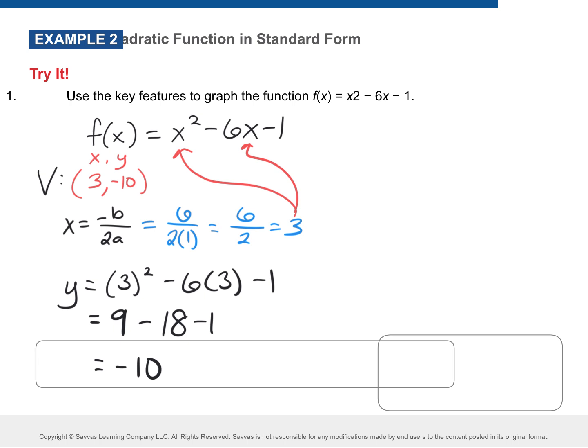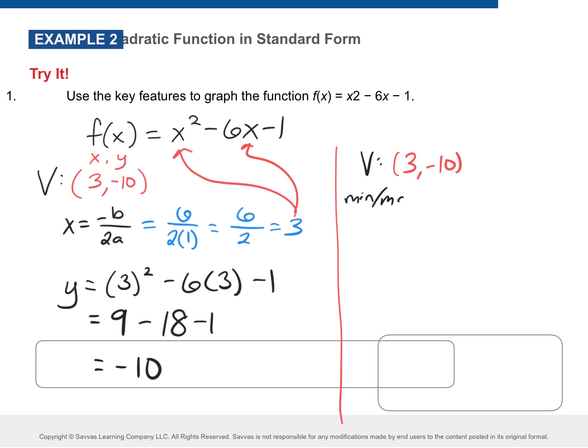Have I found the key thing to help me find everything else? Yes. The vertex tells me everything else about the equation. Okay, so let's list all of those things. First thing is always the vertex. Well, we already found it. That's 3, negative 10. What's next?